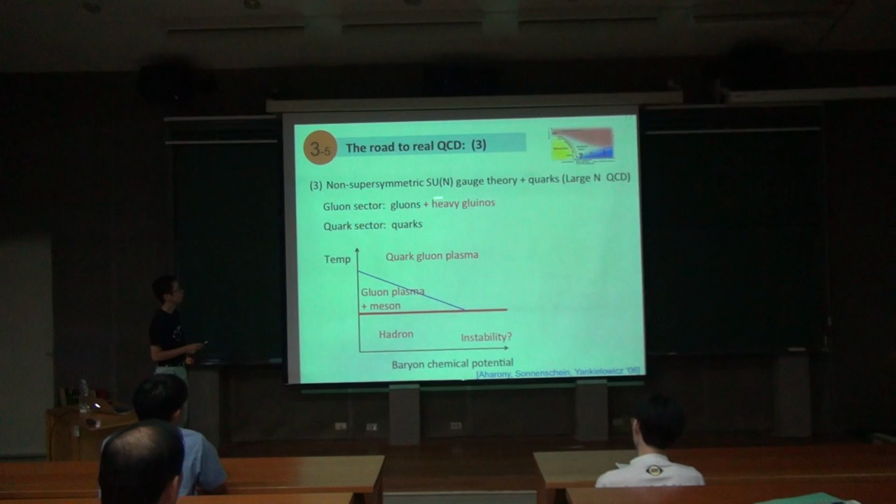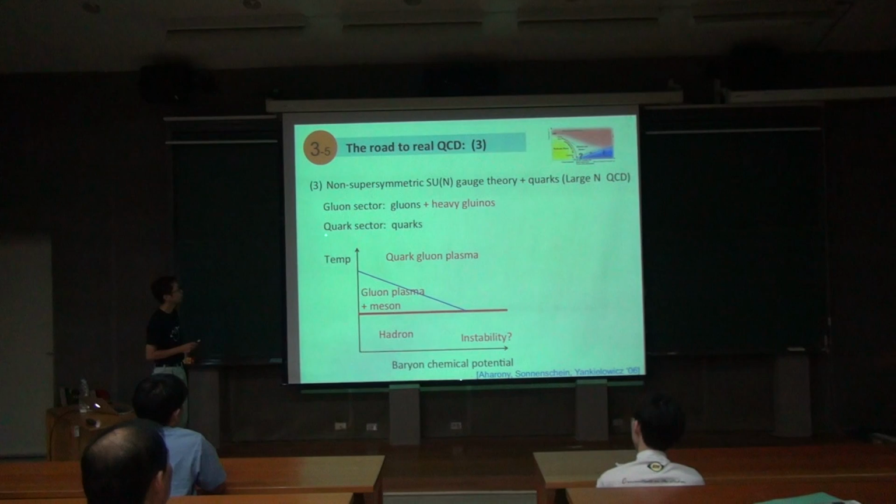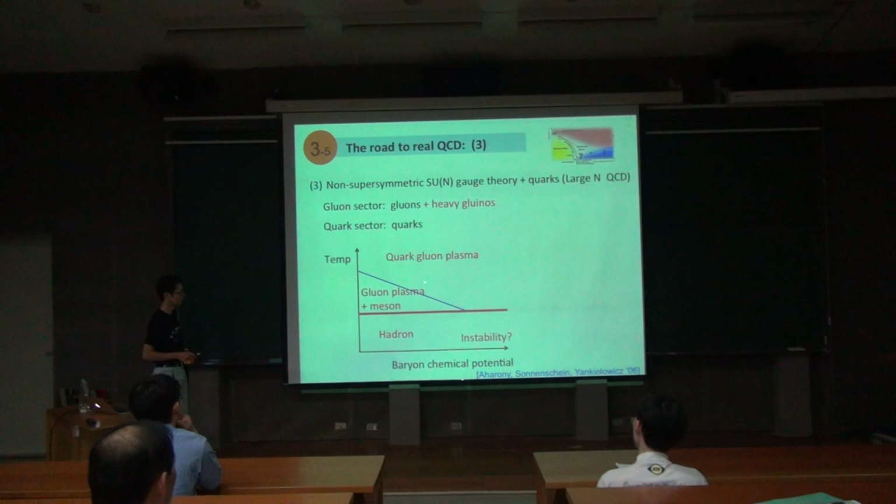So here, the gluon sector consists of gluons plus heavy gluons. These are heavy, so at low energy you have only gluons. And in the quark sector, there are quarks, fermions. And then the result is like this. You have a hadron phase, you have a gluon plasma plus meson phase, and you have a quark gluon plasma phase. And there is an indication of maybe some instability.